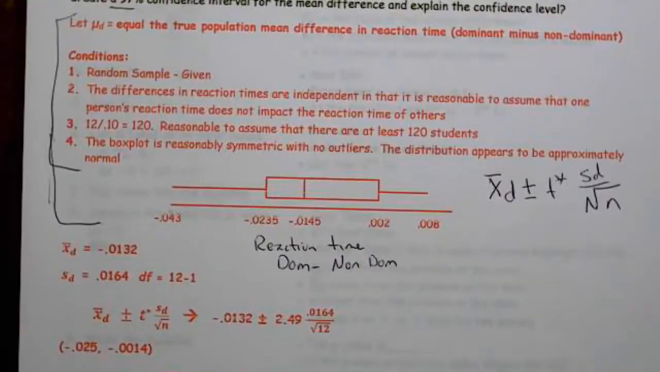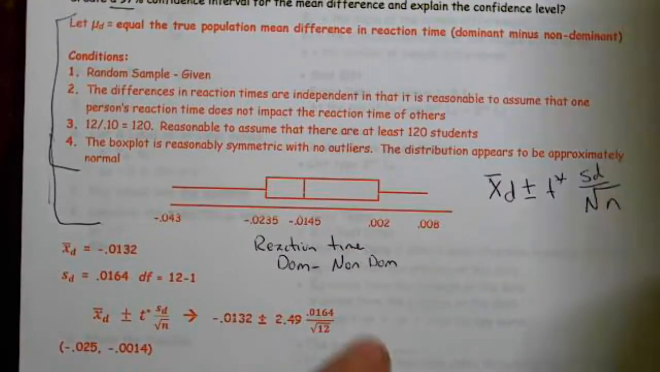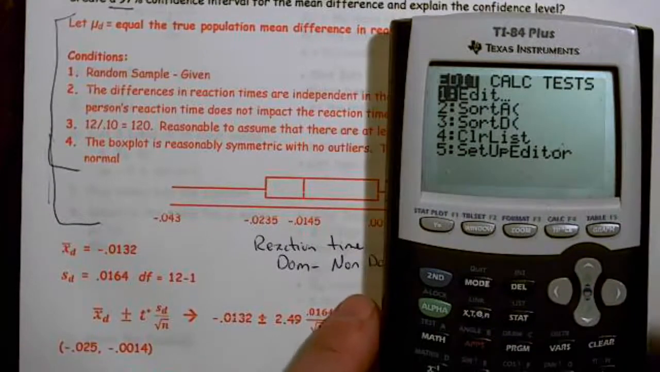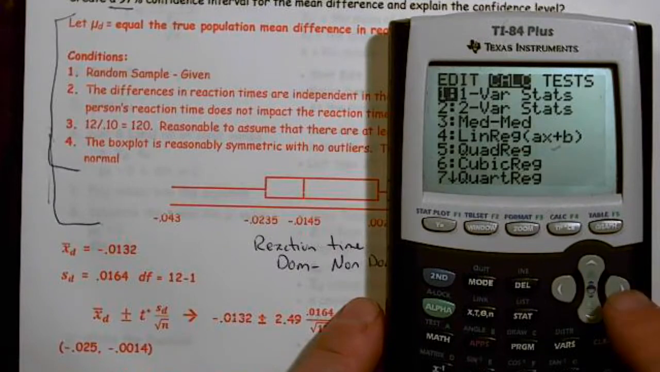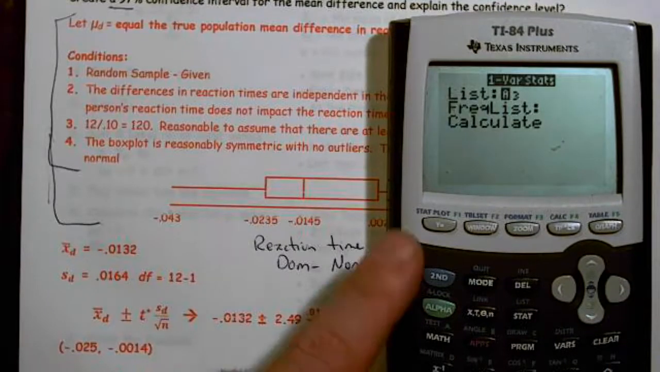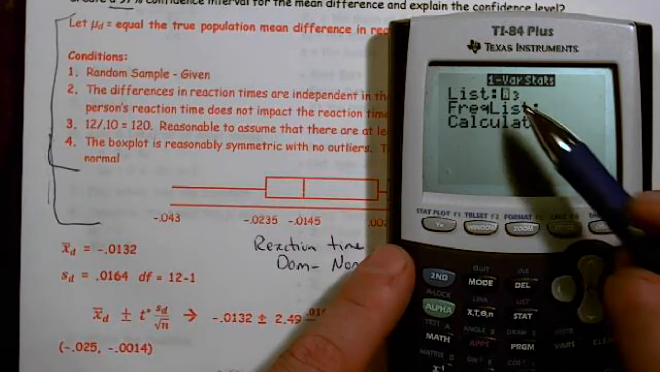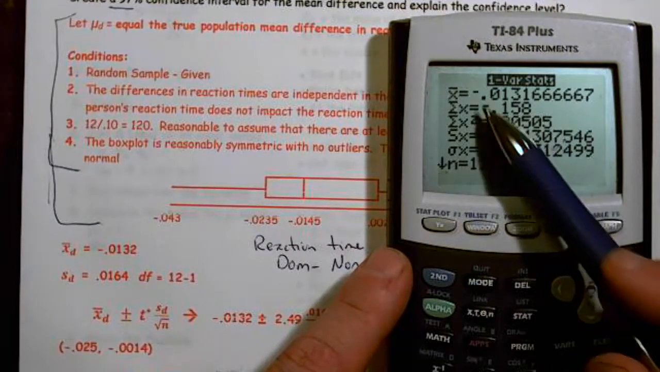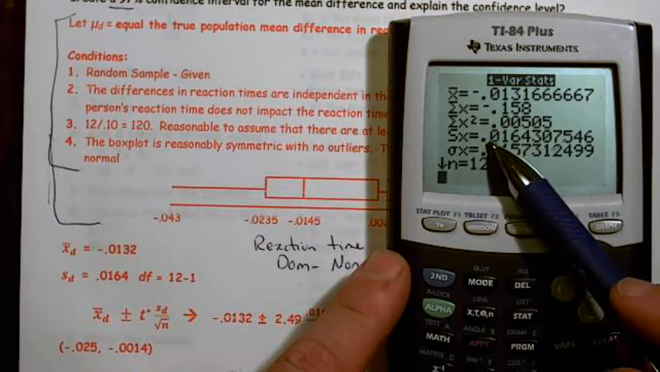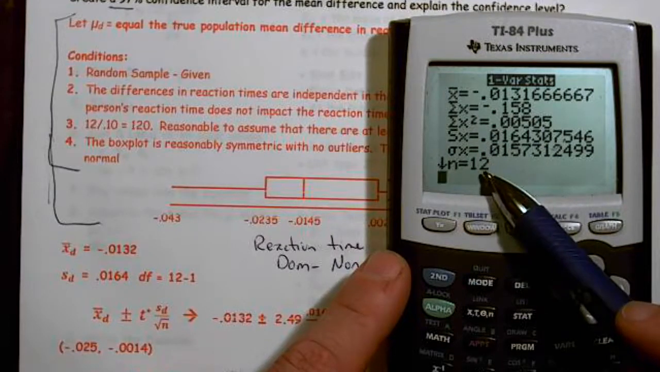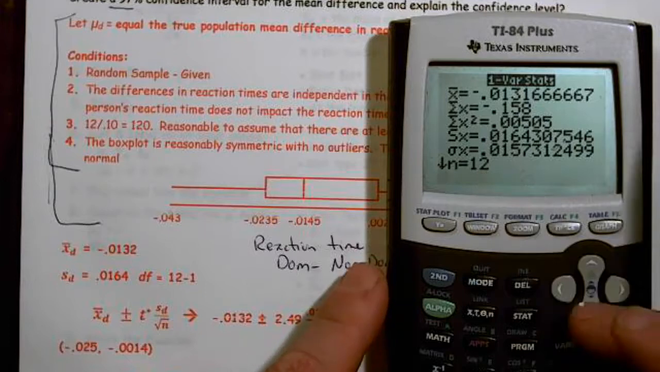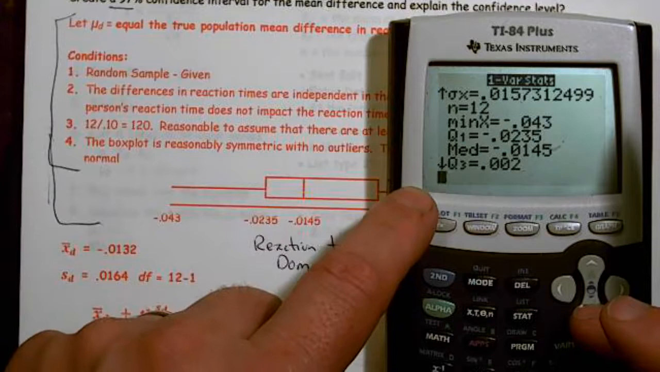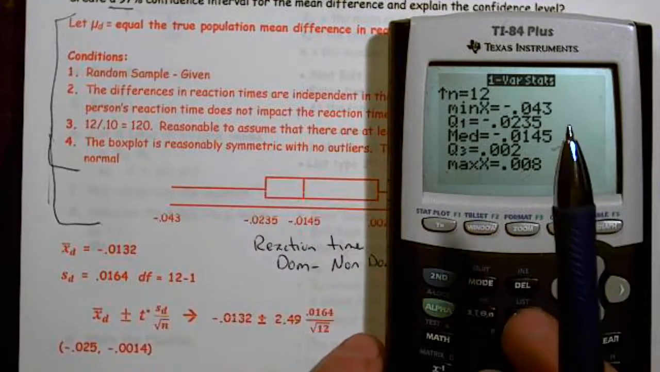So once again, how do I get that information? Well, we just ran it, so we could rely on that. But remember, you can go to stat calc, one variable statistics. Our list of differences is in L3. And there's x bar d, and sd is right there. And there's my sample differences of 12. So all that information is there, and quite frankly, just remember your box plot information as well, if you like.